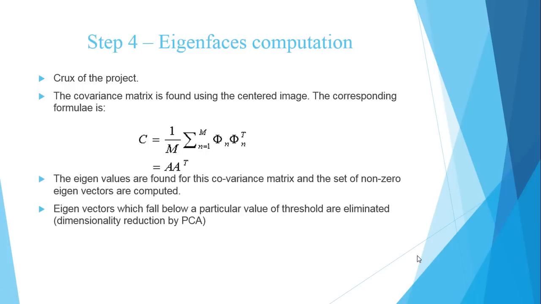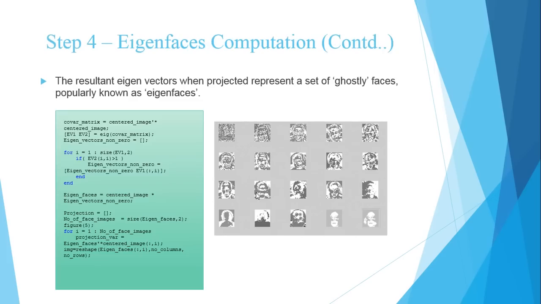Step 4, the eigenfaces computation, forms the crux of the project. The covariance matrix is found using the centered image, and this is the formula used, where C represents AA transpose. The eigenvalues for this covariance matrix are found, and the set of non-zero eigenvectors are computed. The eigenvectors which fall below a particular threshold value are eliminated.